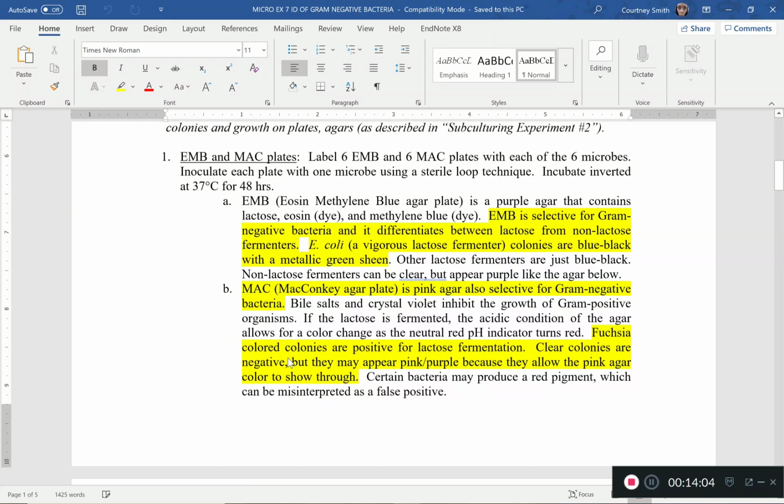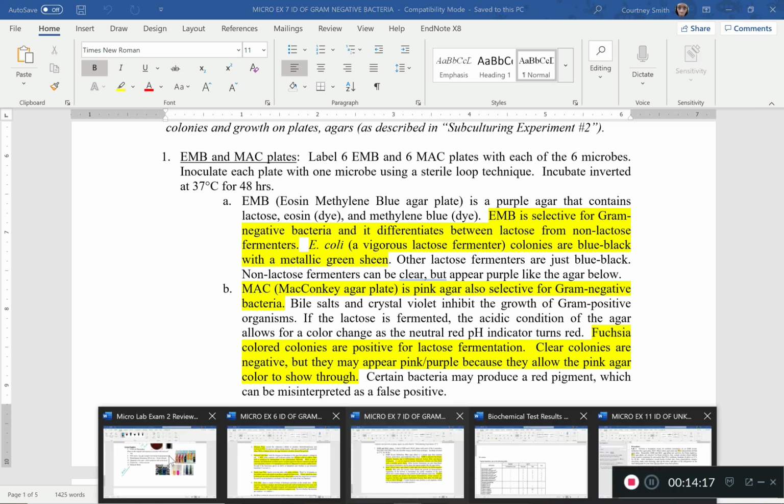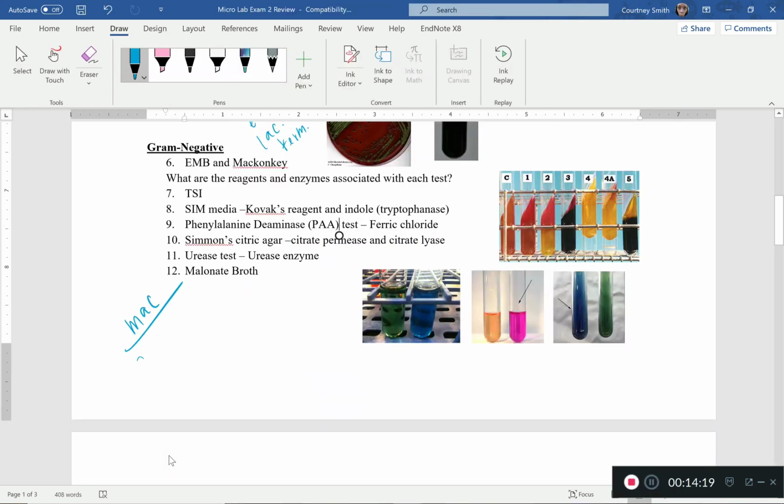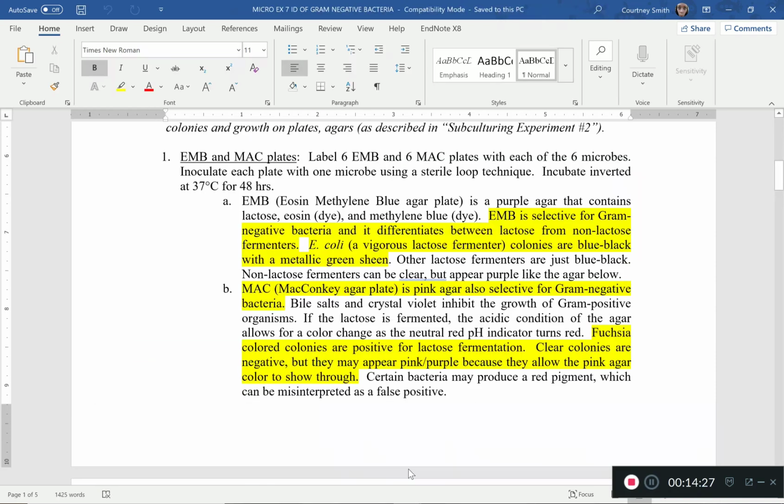Okay, so Mac plates, they're also selective for gram-negative bacteria. So they will grow gram-negatives only. So let's write that down. So they grow gram-negatives. And what else do they do? Let's see, guys.